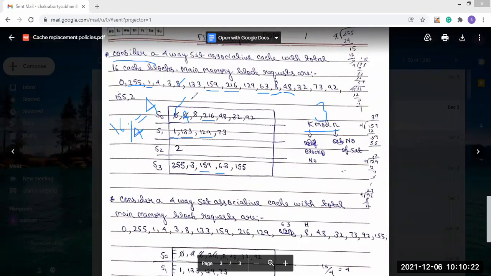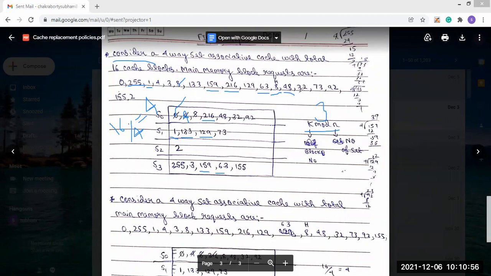If in future we require it, we will replace whichever block came first, and 0 will be transferred again. Now we accommodate 48 because we replaced the 0 block. So now we have 4 blocks present in set 0: 4, 8, 216, and 48.